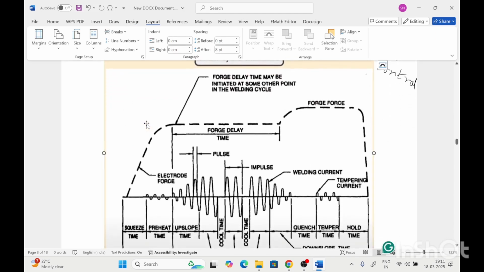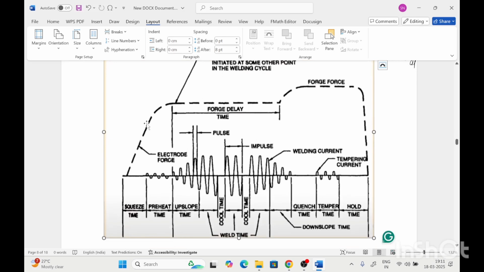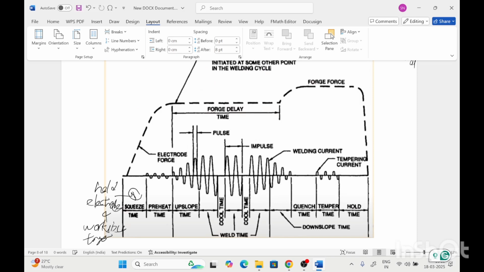First is the squeeze time. In the squeeze time, the pre-compression force is used to set the electrodes and workpiece together. So this is used to hold the electrode and workpiece together. This force is generally called the pre-compression.